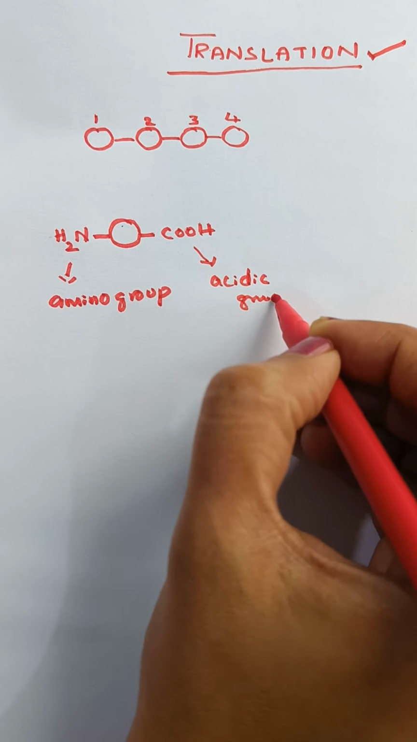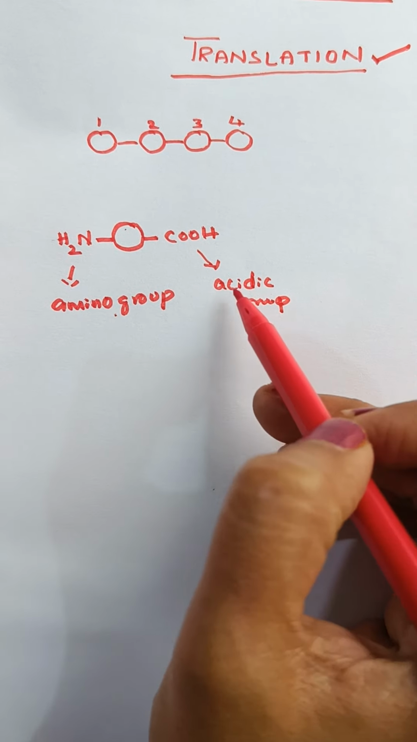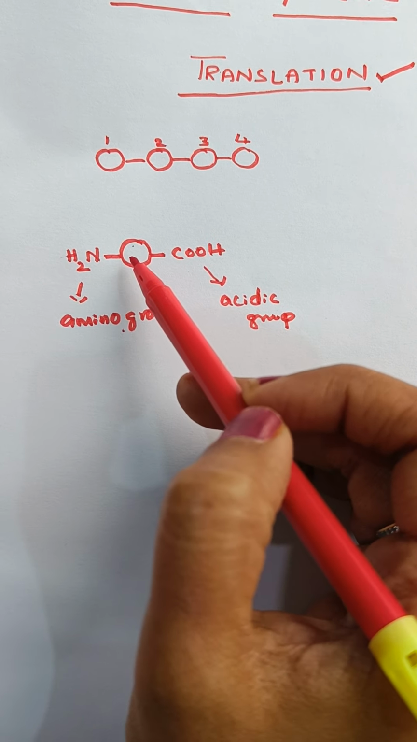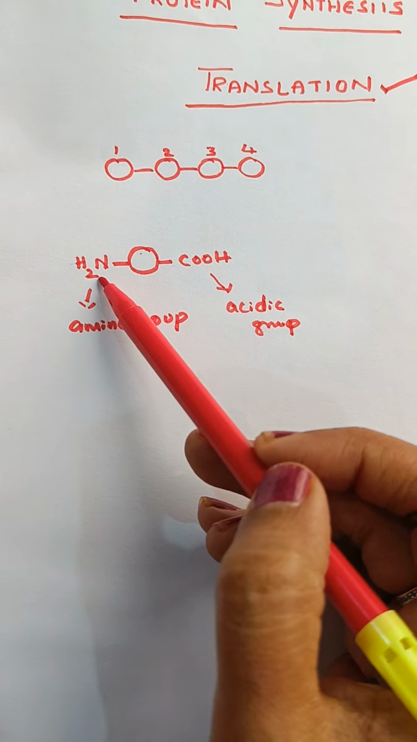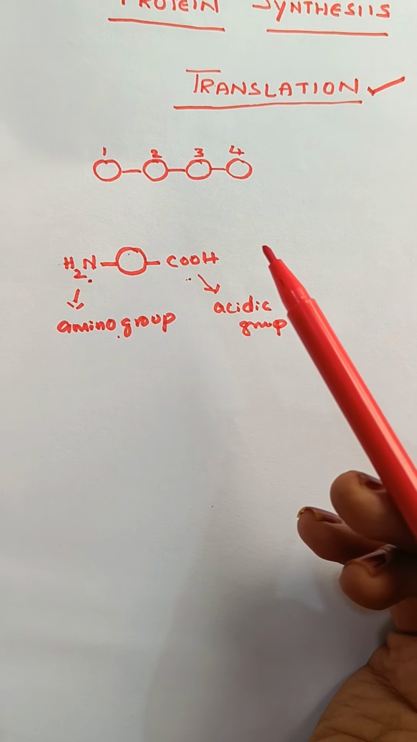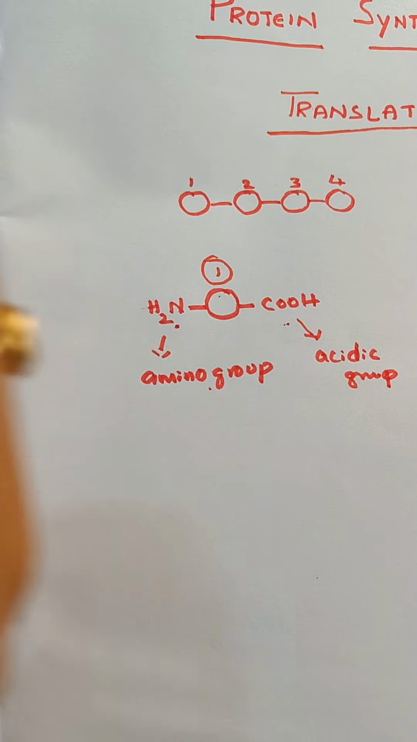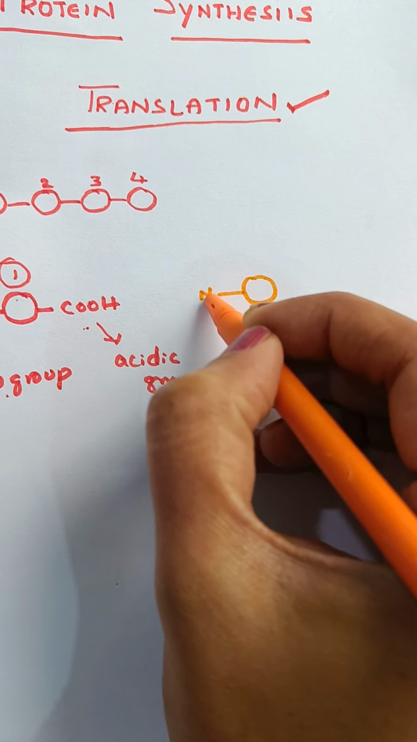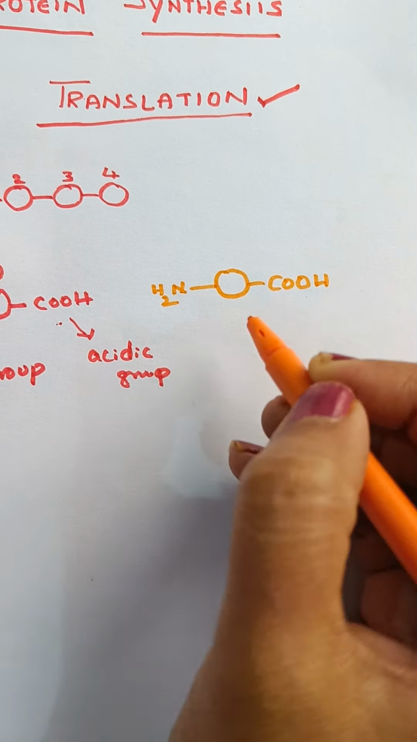Hence the amino acid has got its name, amino and acid. Any amino acid you take will have two important functional groups: one is the amino group and the second one is the acidic group. Now what exactly happens during protein synthesis is, say this is our first amino acid. Similarly, the second amino acid also has an amino group and a carboxylic acid group, right?